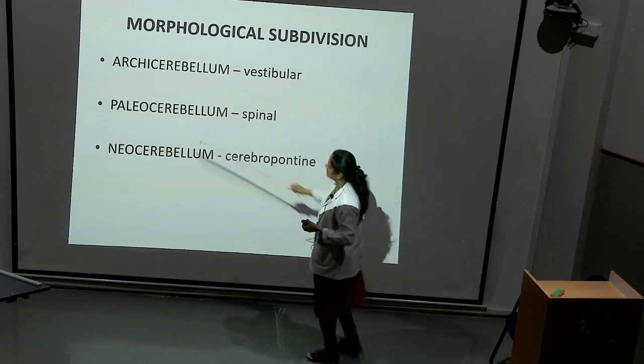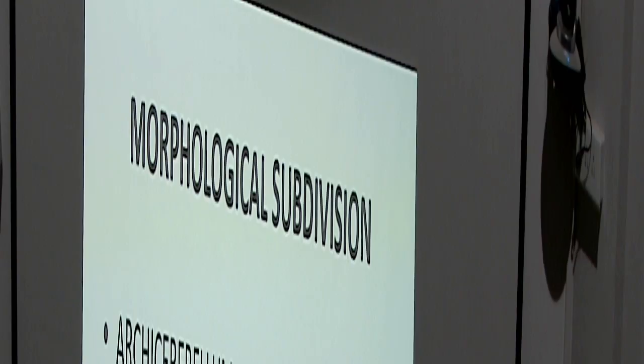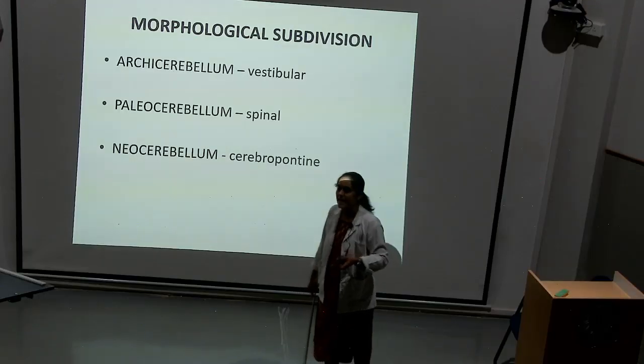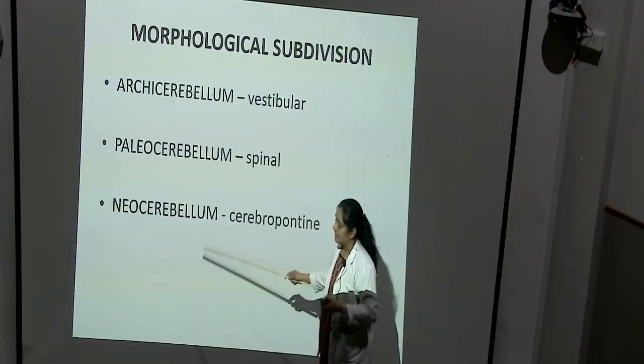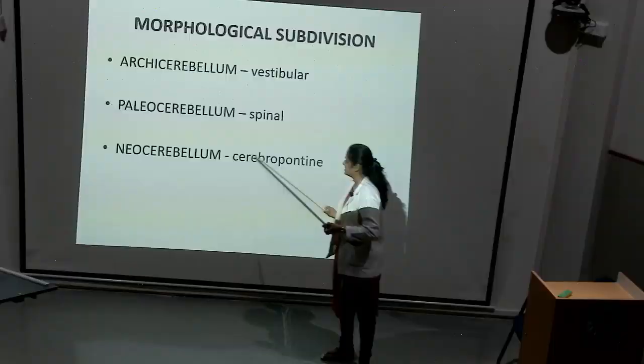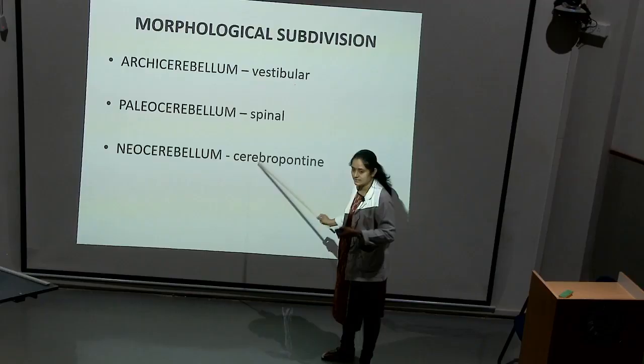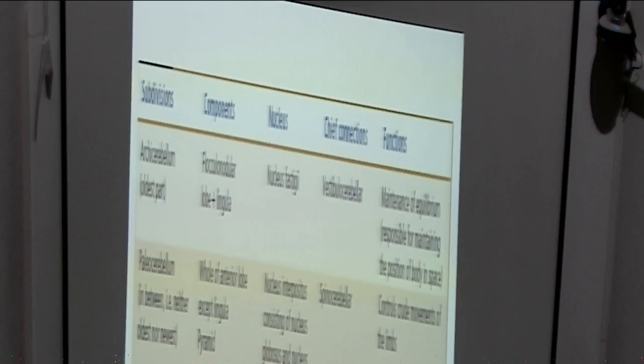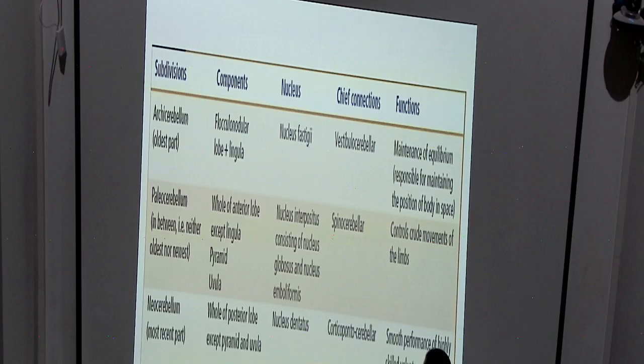The next to develop was the paleocerebellum, which was seen in terrestrial vertebrates, which has mainly the spinal control, and this is concerned with control of movements of the limbs. The latest to develop and seen in mammals was the neocerebellum, which has connections with the cerebrum and the pons, and this is mainly concerned with fine coordination of skillful movements.